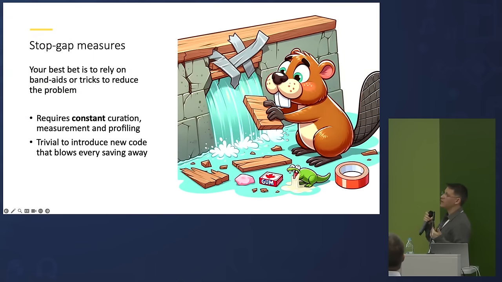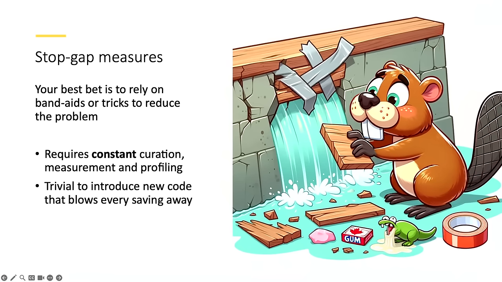So all that we have today really are stopgap measures, right? Like I said, you can apply all kinds of band-aids, but you also need to constantly monitor. You need somebody on your team to be constantly profiling, making sure that you do not regress, and that if you ship a bug fix, you do not regress, right? And it's very hard to track these things. You introduce one tiny allocation, and then all of your effort is gone.